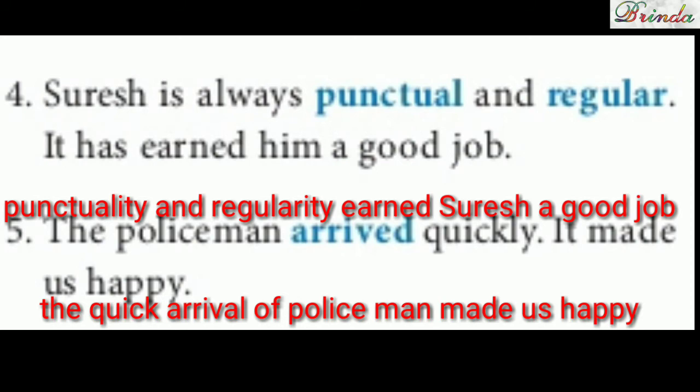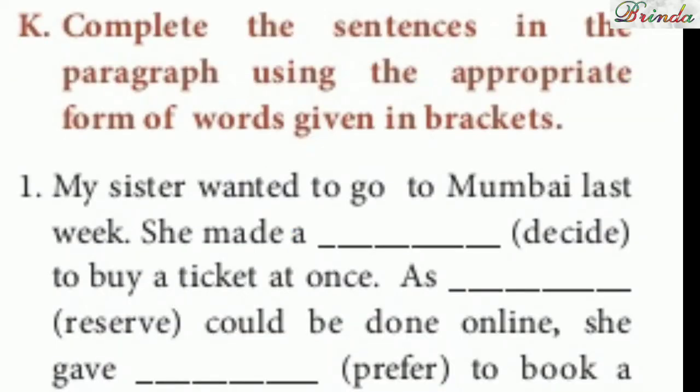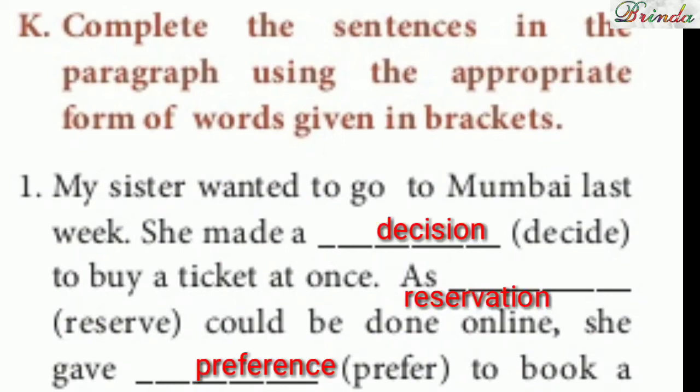Next one, the policeman arrived quickly. It made us happy. The quick arrival of the policeman made us happy. Fine. Next one, K section. Complete the sentences in the paragraph using the appropriate forms of words given in brackets. My sister wanted to go to Mumbai last week. She made a dash. Bracket word is decide.